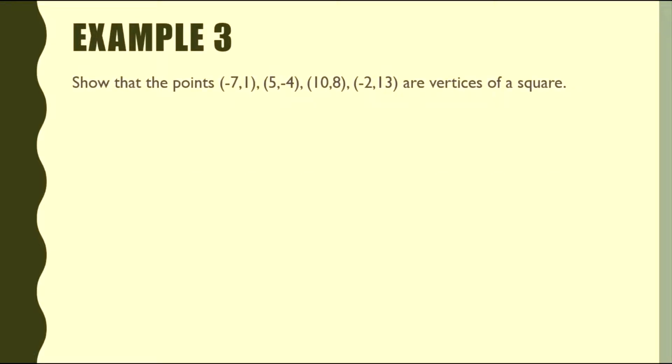Now we will start with example number 3. For example number 3, show that the points (-7, 1), (5, -4), (10, 8), (-2, 13) are vertices of a square. So first and foremost, we have to identify our 4 points, which are stated in the problem. So you have point 1, point 2, point 3, and point 4.